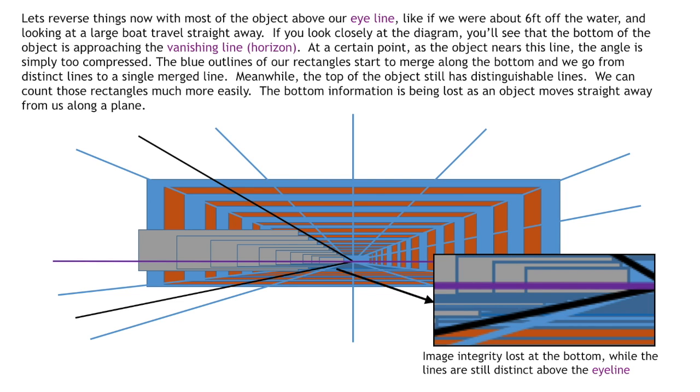So again, I can blow up this image here, and you can see it there on the lower right. The image integrity is somewhat lost at the bottom, while the lines are still distinct above the eye line. I can see the distinguishing lines above the eye line of that object. I can no longer distinguish them below.